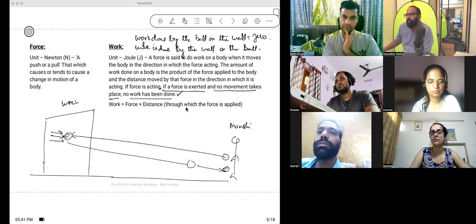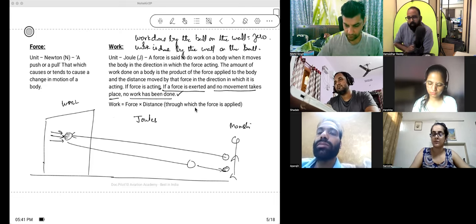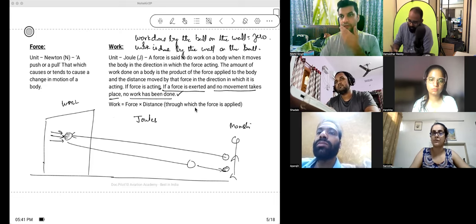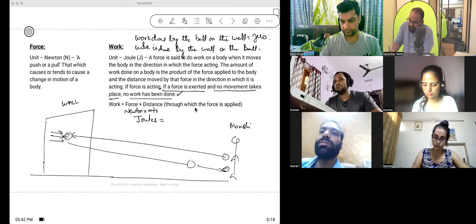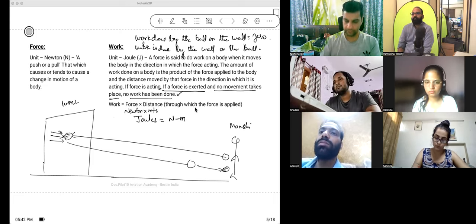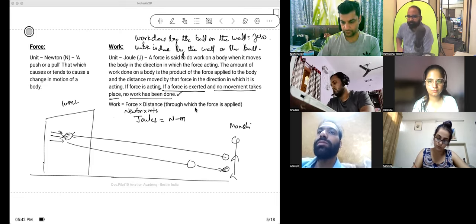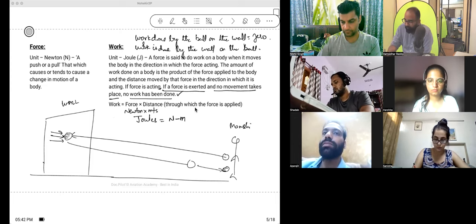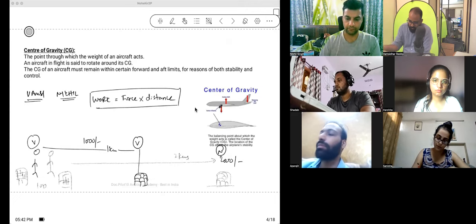Work is force into distance. Now, work is measured in joules. What is the unit of force? Newton. Distance, SI unit, meters. Correct. So joules are also called Newton meters. Shall I move on? Yes.